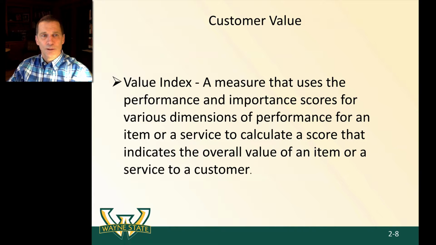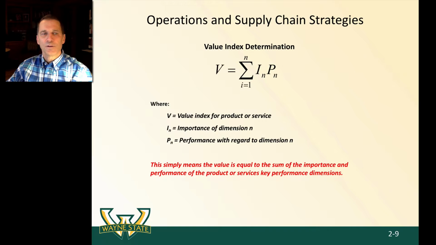A measure that uses the performance and importance scores for various dimensions of performance for an item or service to calculate a score that indicates the overall value of an item or a service to a customer. And I will show you in a simple diagram exactly what that means in a moment here. So basically the formula is, the value index is the sum of the importance and the performance of different attributes of a product. And we are going to look at how that comes together.